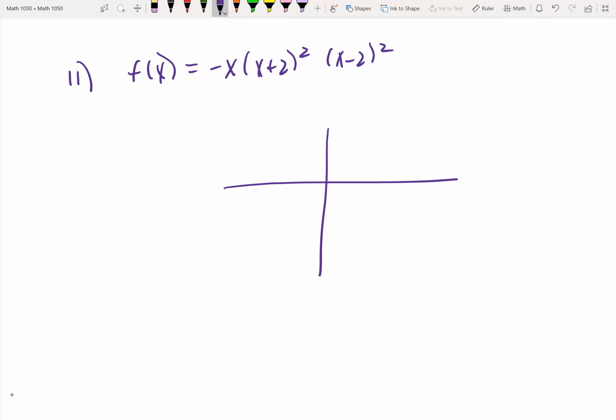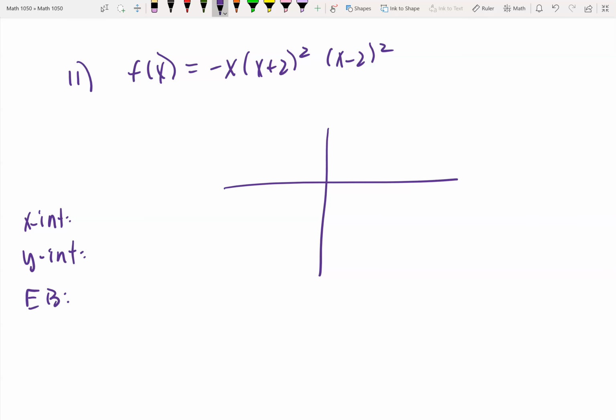Okay, question 11. This is actually something we learned a little while ago. Okay, so it says, just graph it. Find all the intercepts, blah, blah, blah. So this is not like the vertical asymptote, horizontal asymptote stuff. So on this one, you have to find your x-intercepts, your y-intercepts, and your end behavior. That's pretty much what you have to do.